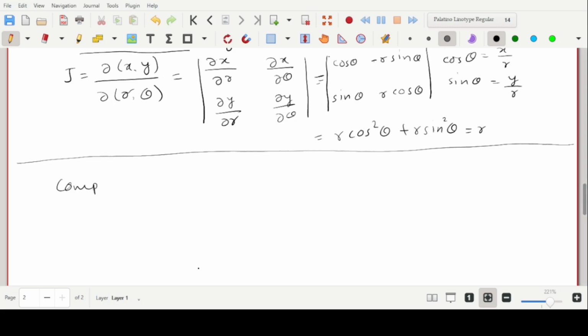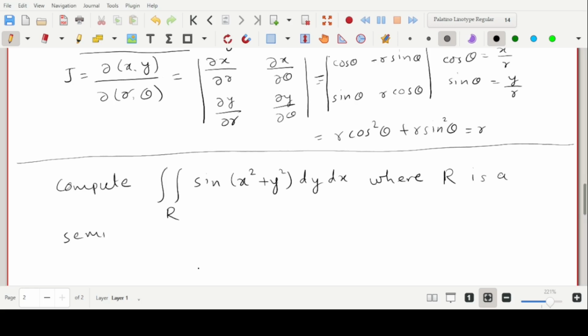Compute the integral of sine of x square plus y square dy dx over region R, where R is a semi-circular disk with center at the origin and radius equal to 1.